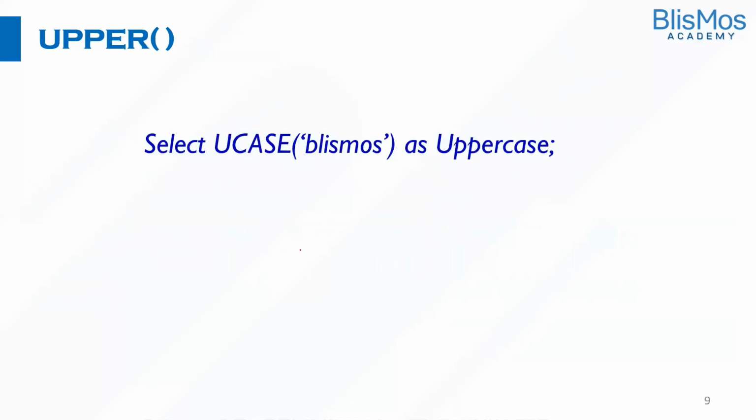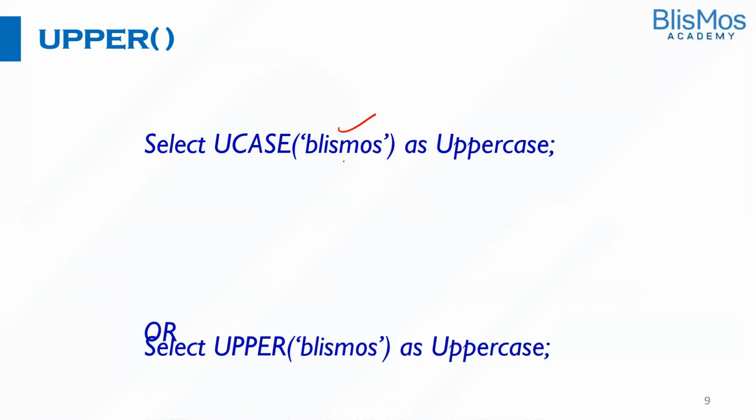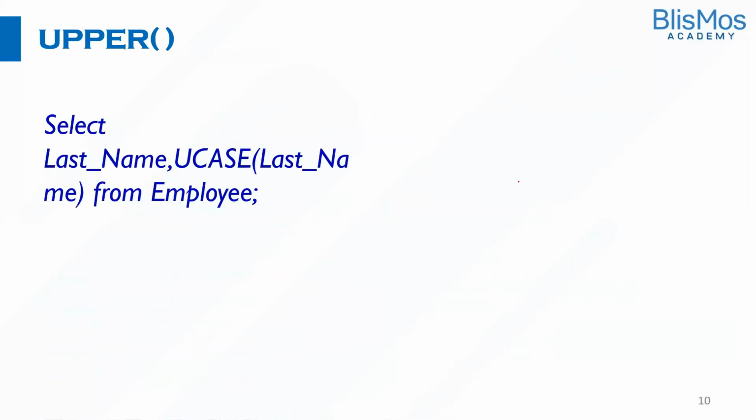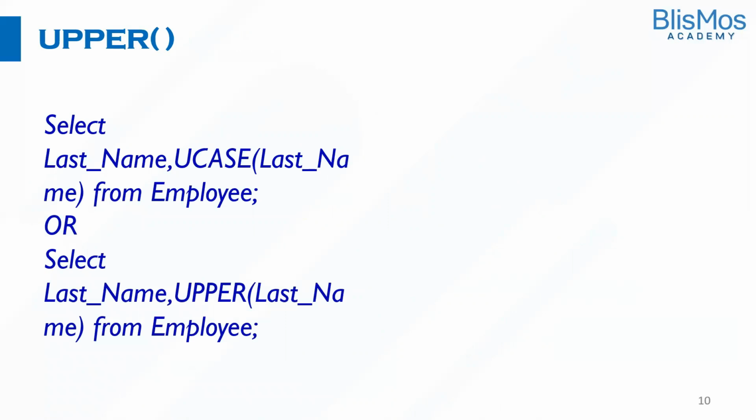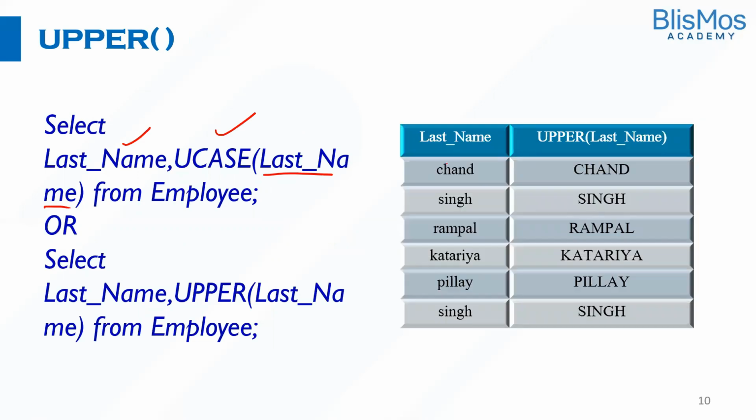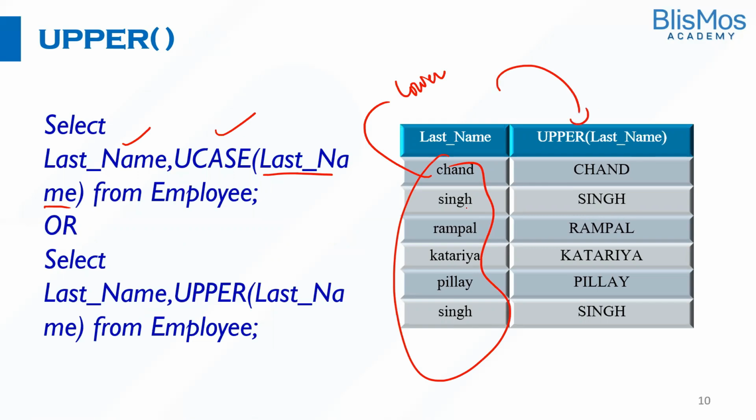By taking an example here, if you want to say select UCASE blissmas as uppercase, we are trying to convert the blissmas, which is in lower case, into uppercase. If you want to do this on a column in a table, all you have to do is say UCASE last name. This is the name of the column on which we are applying the UCASE function, and after that we'll get a result where the last name which is in lower case is converted into uppercase. You can see Chan, which is in lower case, converted into uppercase here.